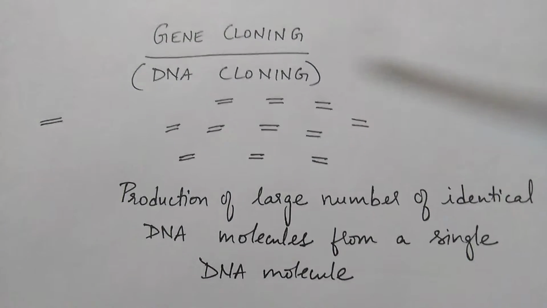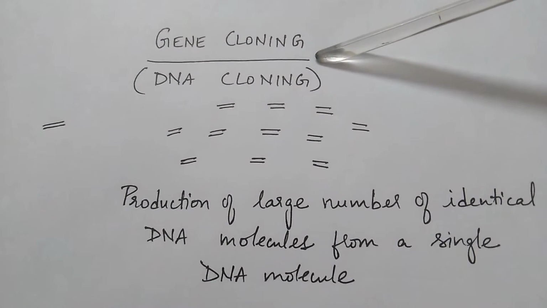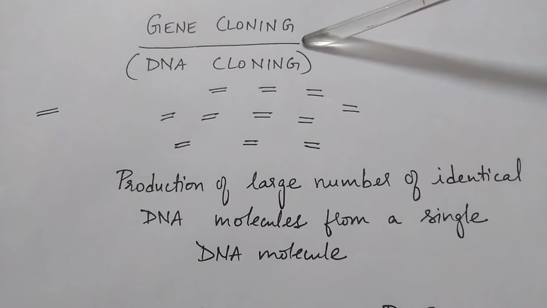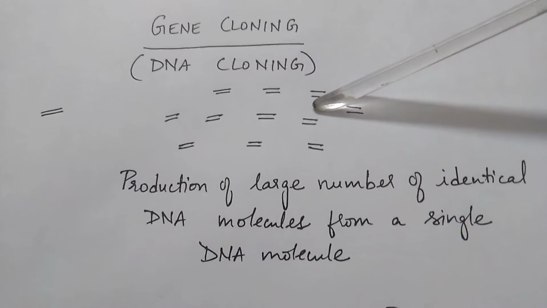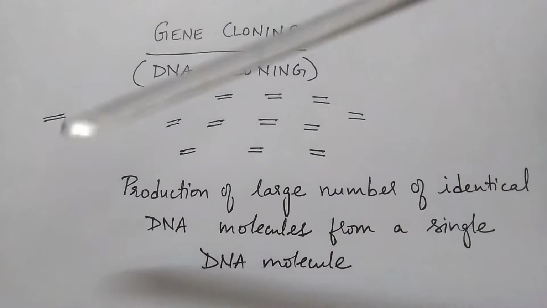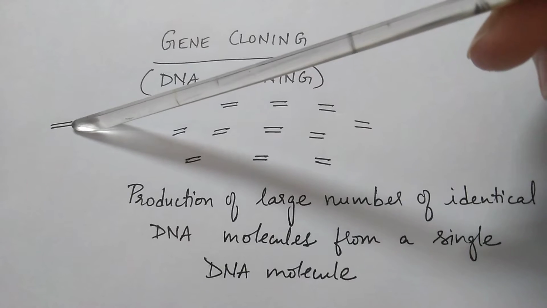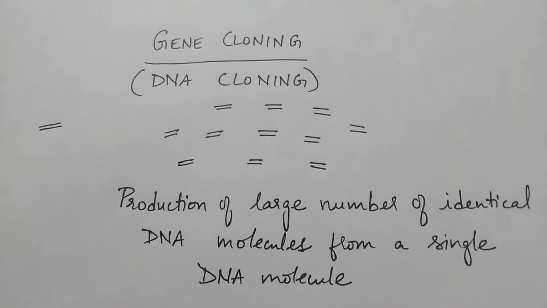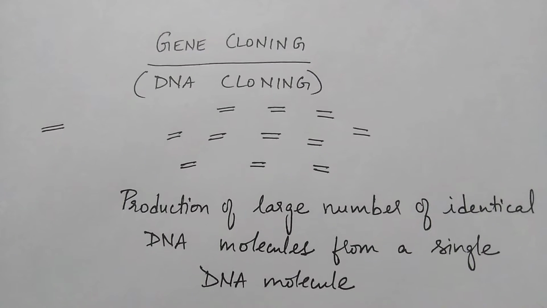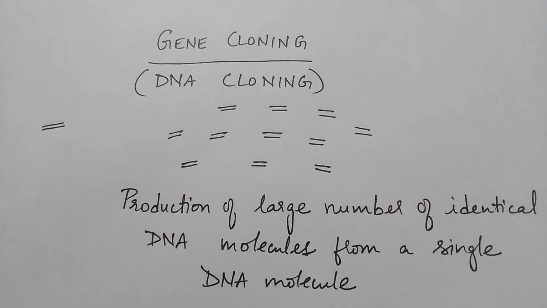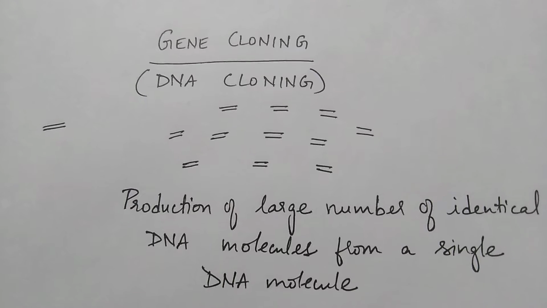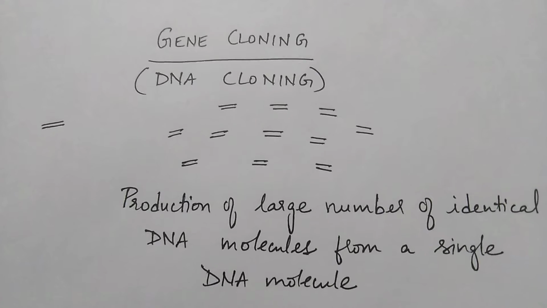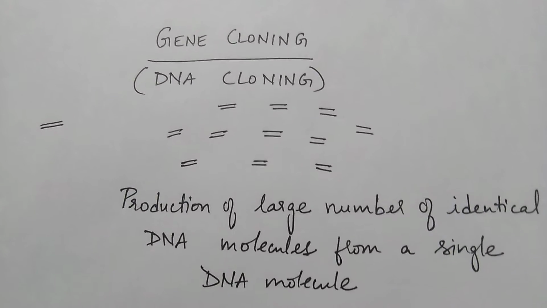In this lecture, we'll discuss gene cloning or DNA cloning. Gene cloning or DNA cloning refers to the production of a large number of identical DNA molecules from a single DNA molecule. Usually, the gene that we're trying to clone has some significance, like the human insulin gene, which is used in the treatment of diabetes, or the Bt gene obtained from the bacteria Bacillus thuringiensis, which has its application in the production of biopesticides.